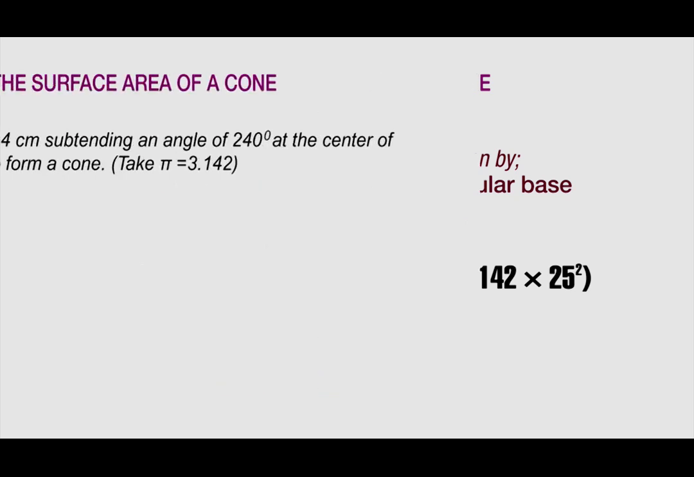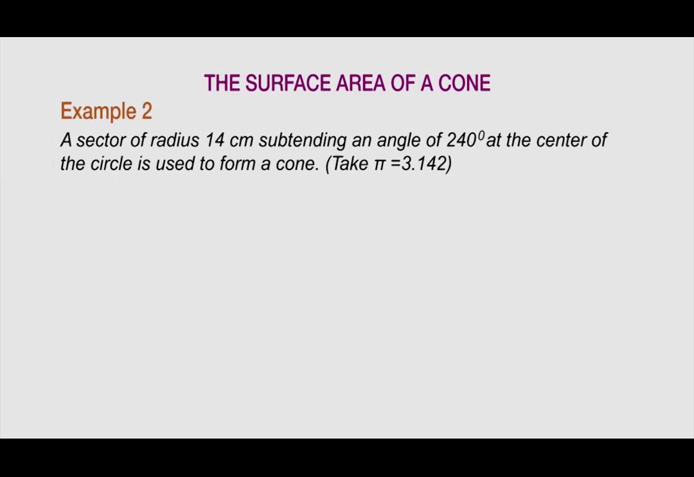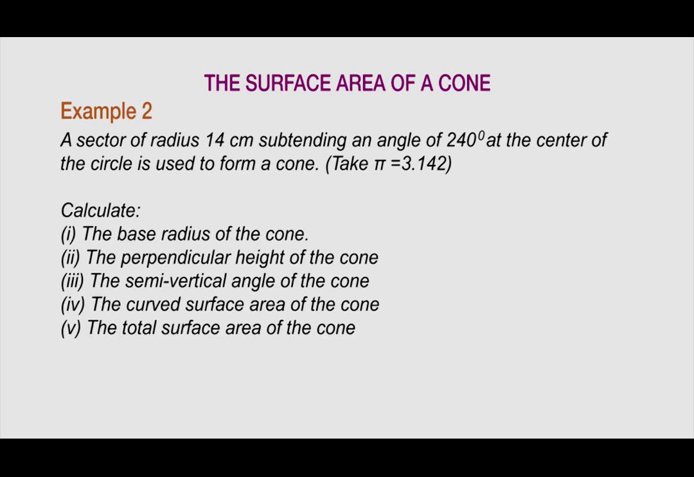Let's look at another example. A sector of radius 14 centimeters subtending an angle of 240 degrees at the center of the circle is used to form a cone. Assume pi to be 3.142. Calculate I, the base radius of the cone.